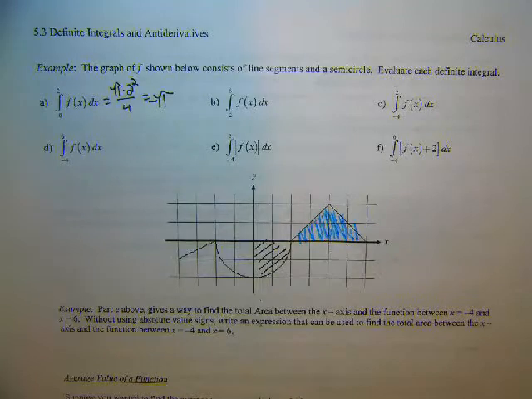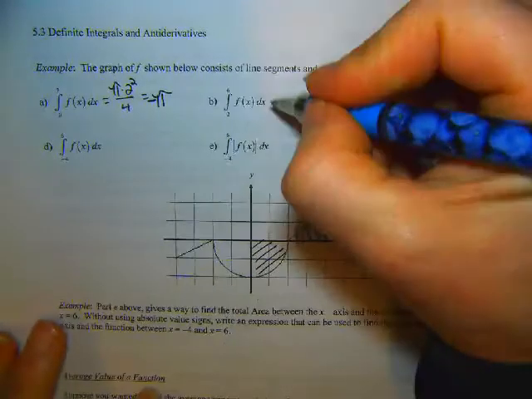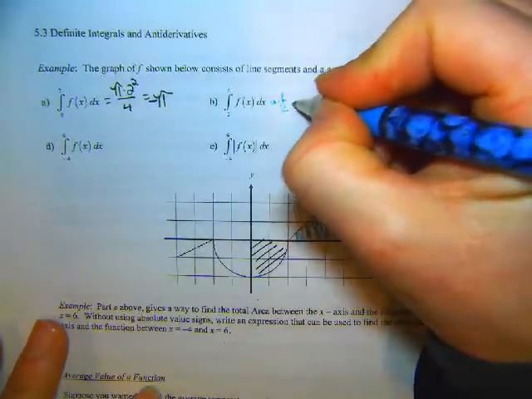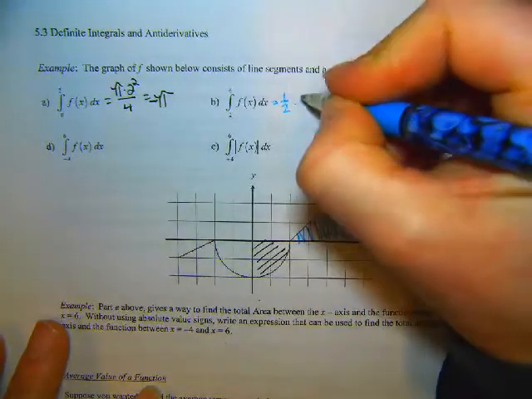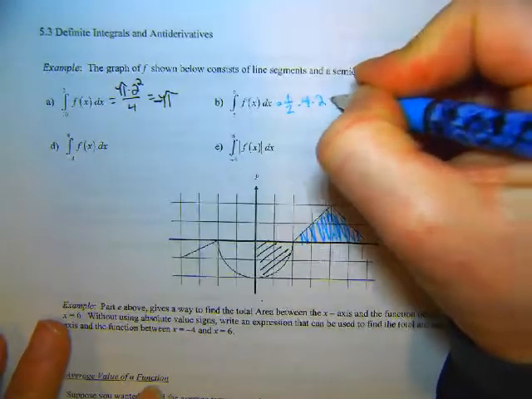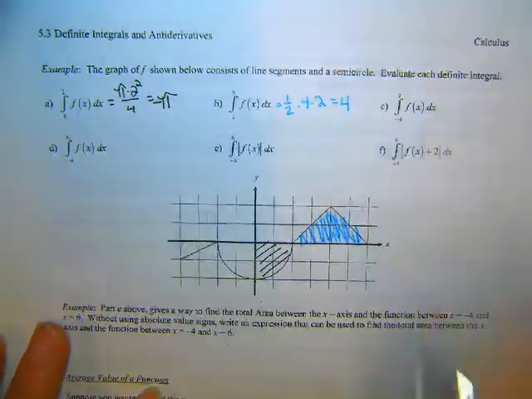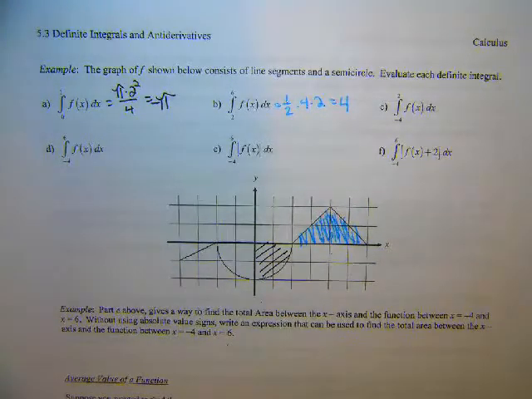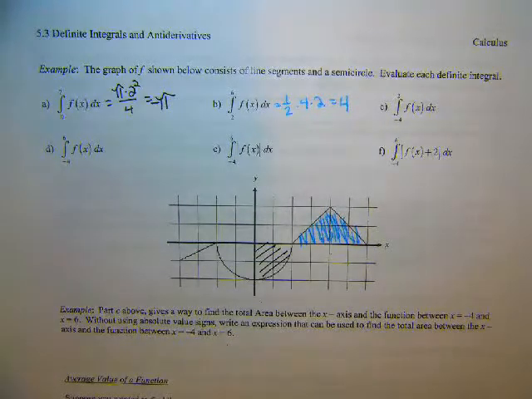Okay. This is a triangle. What's the formula for a triangle? 1/2 base times height, so we have 1/2 times 4 times 2. The area, and it's above the x-axis, the area is 4. All right. How about negative 4 to 2?